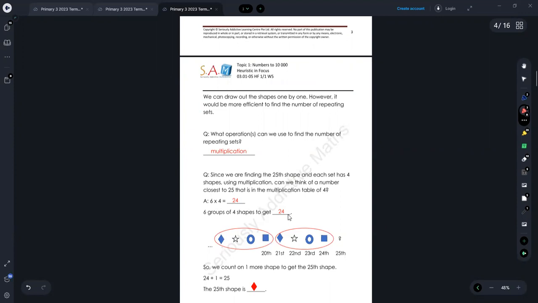And then, so closest to 25th, but not over 25th yet. And then they'll find out that it's actually 6 groups. So 6 groups will get you 24 shapes. So that means the last shape in the 6th group, you can actually write this down here so that you can see clearly this is the 6th group. This is the 5th group. All right, and then you have 1, 2, 3, 4, 5 early on. So this 6th group has the 24th shape. So the 25th shape would be the first shape in the group, which is the diamond.